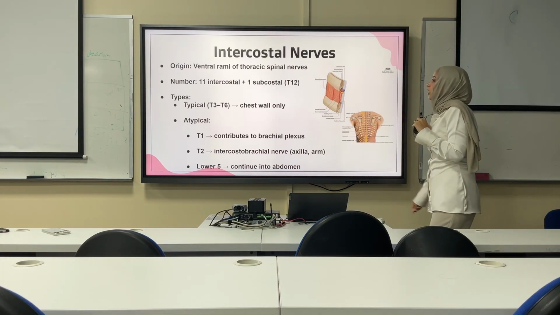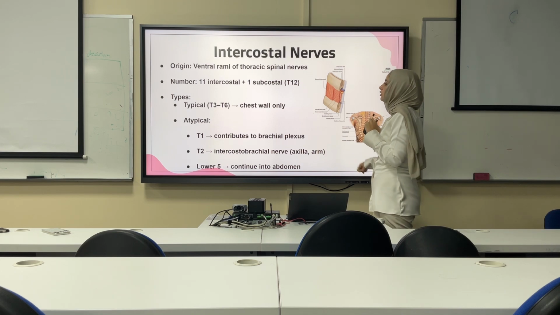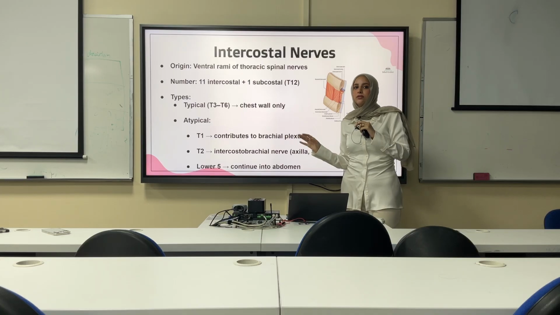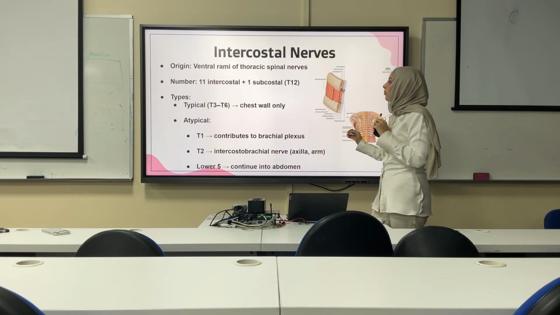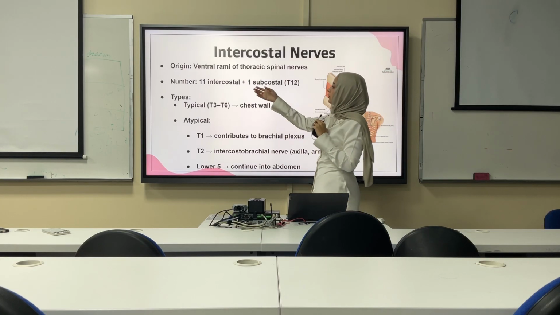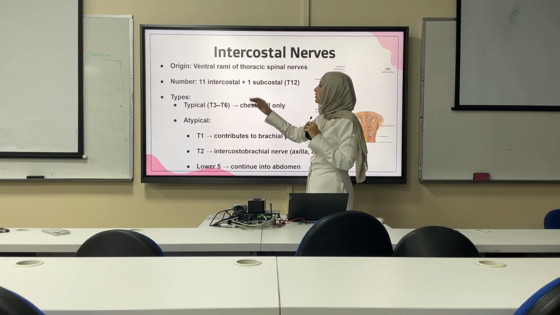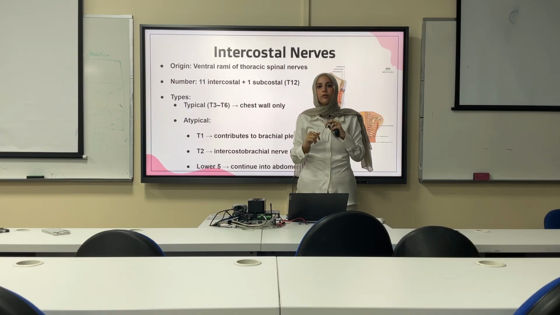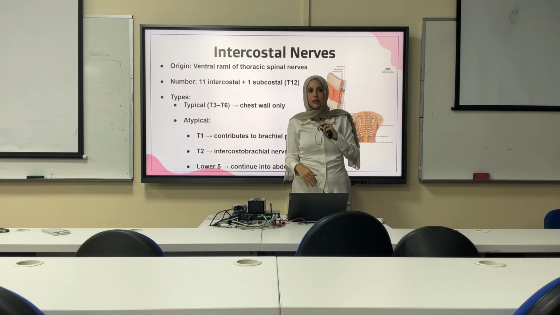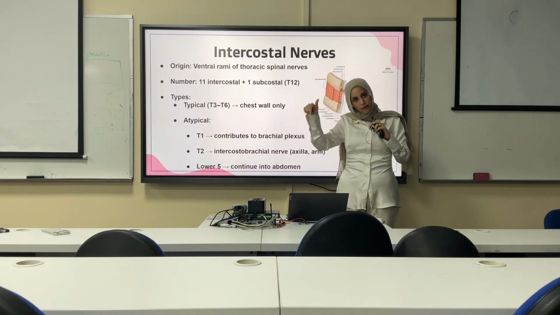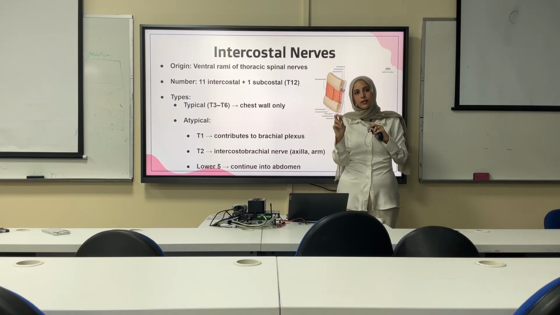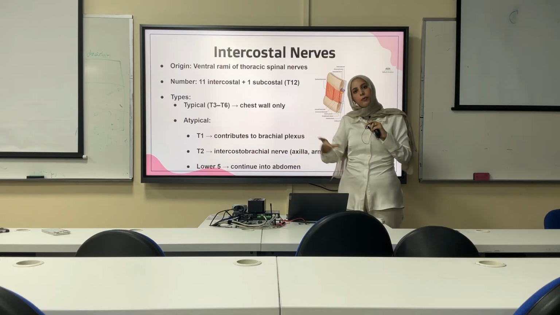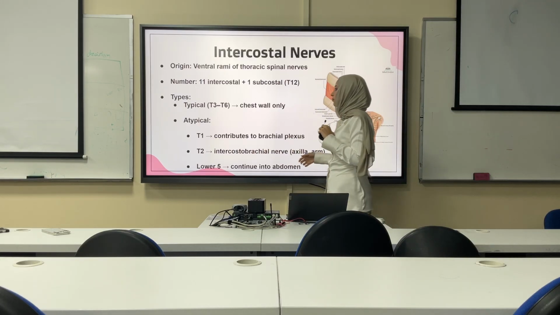Intercostal nerves. Actually, all you need to know, you can not really focus on it honestly, but for the sake of the lecture, the origin is the ventral rami of the thoracic spinal nerves. How many are they? They are 11 plus 1 subcostal, because you remember we have 11 spaces, right? So the last one, the 12th one, actually does not run in an intercostal space because we don't have a 12th intercostal space. So we call it the subcostal. It's right under the rib.